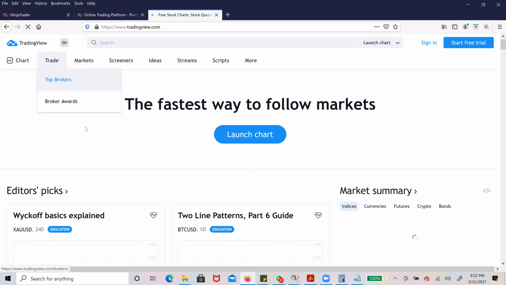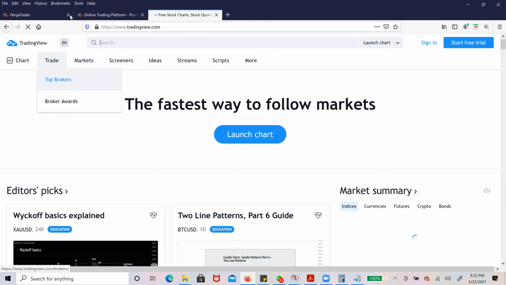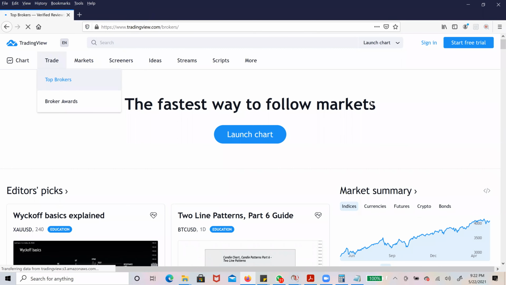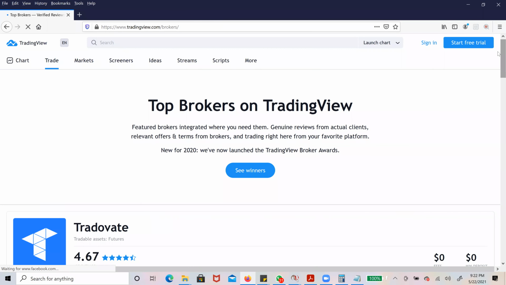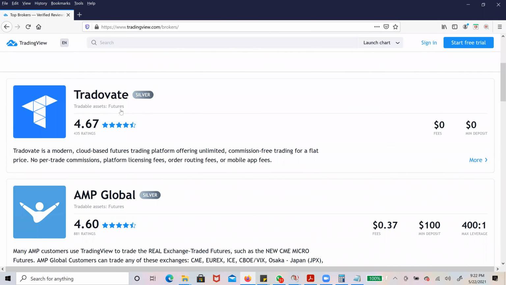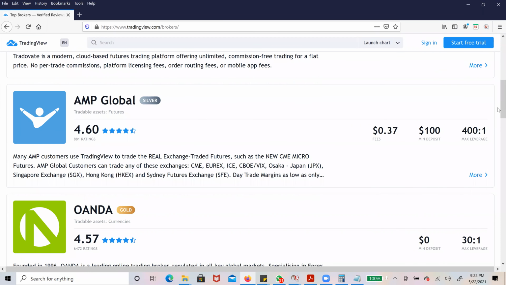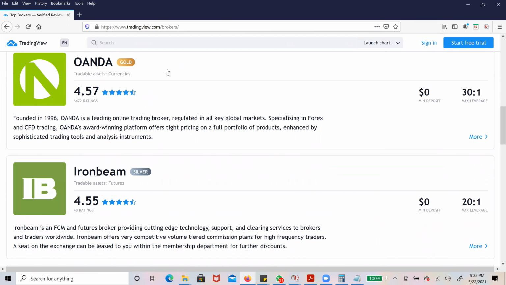Look at this. TradeOvate is there. I used to have an account. They say the minimum deposit is this and that, but the margin, the amount of money you need for trading, is expensive. AMP Global is there, Oanda is there, but you have to look at it. Every single one has a different process, and some of them have only forex trading. Oanda is only for forex trading.